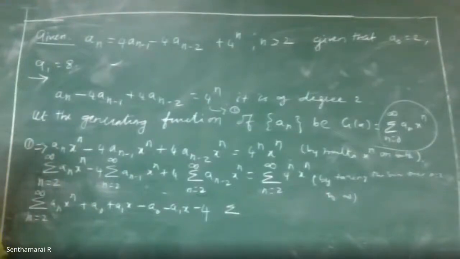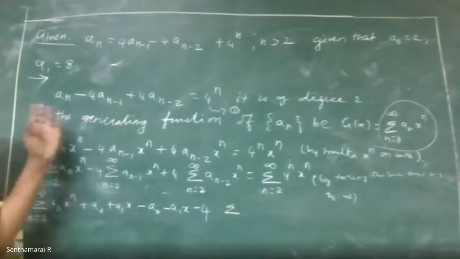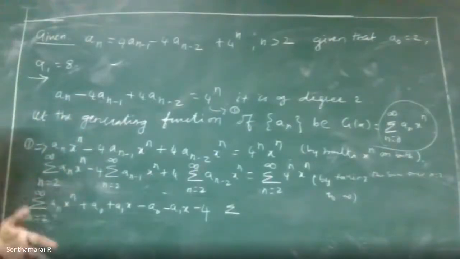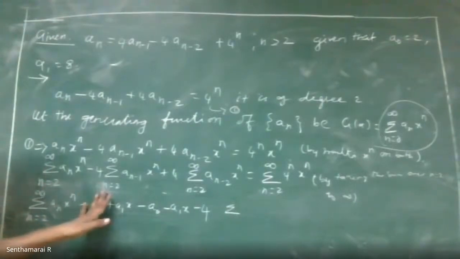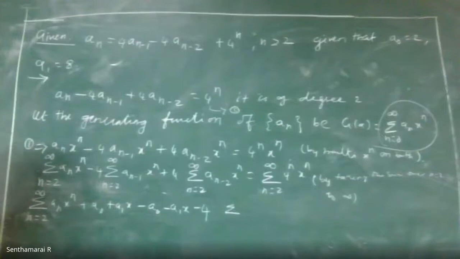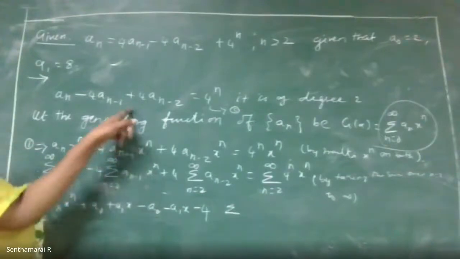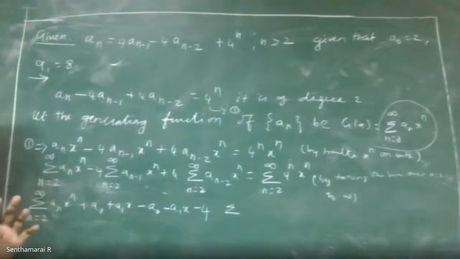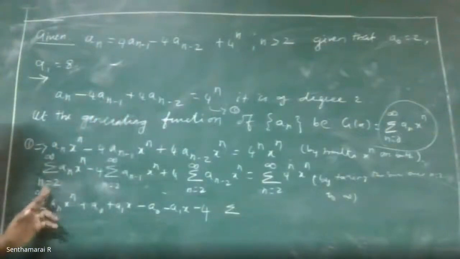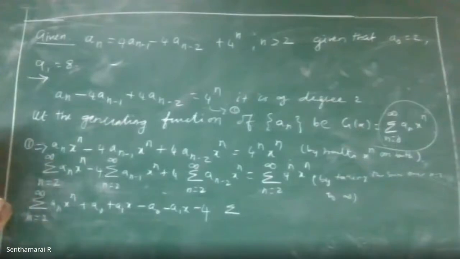Is it clear? Never ever take n equal to 0 to infinity. Why? Because if the recurrence relation is of order 0, the recurrence relation will not exist. So please don't take n equal to 0 to infinity in the equation. That will be wrong. Based on the order of the recurrence, you have to take n's starting value in the summation. Here the order is 2, so I have taken n equal to 2 to infinity.